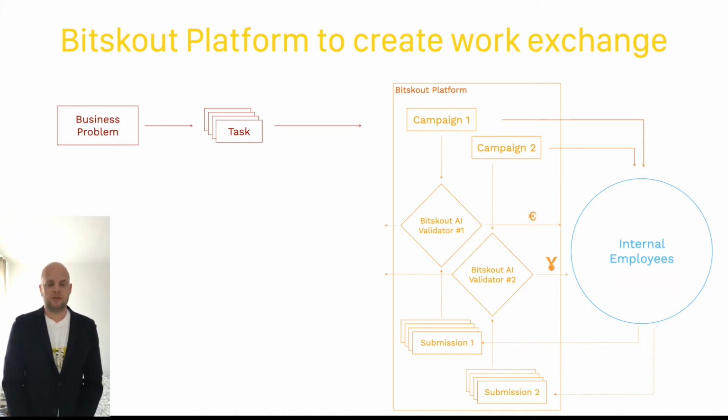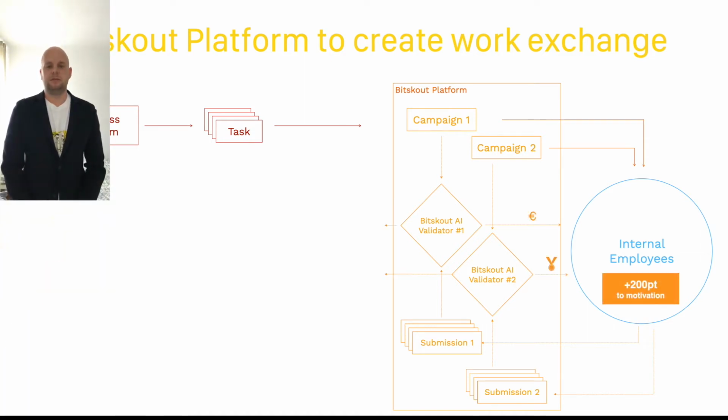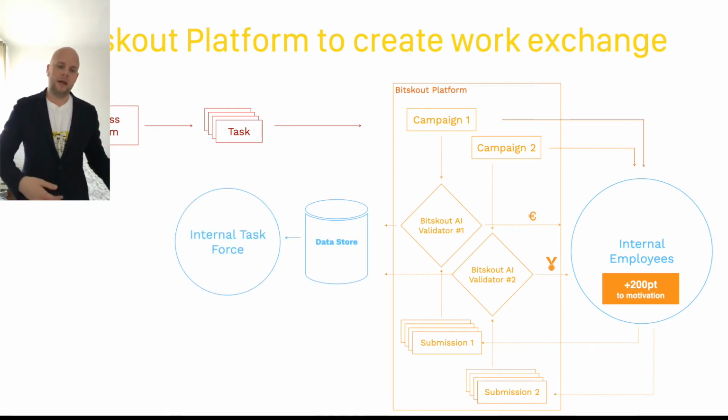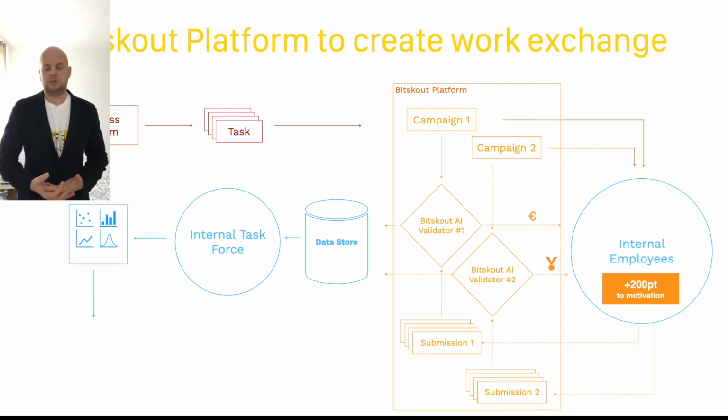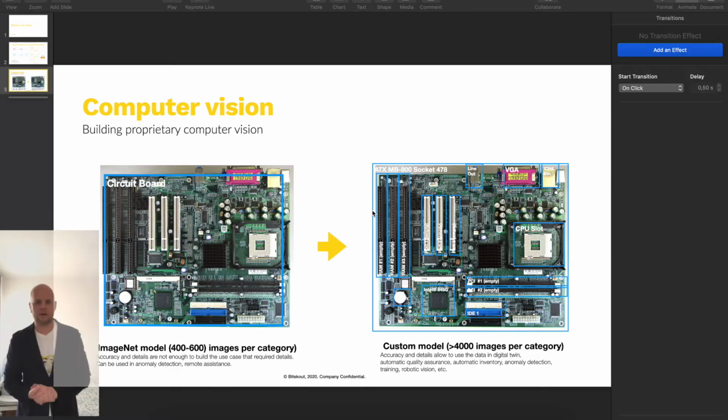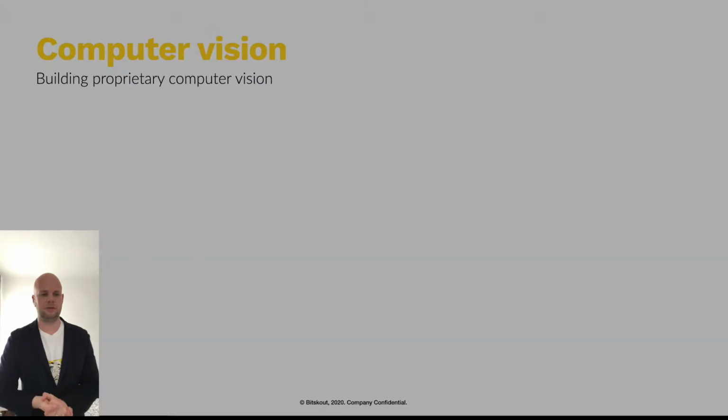Then the image gets into a validation system. If it passes through, then the employee gets the reward and the company gets the new data. Collecting this proprietary data builds a possibility to build new insights. This data is then used to build new analytics, and then finally you get the solution of the problem. Let's take a closer look at how Bitskout works in a real scenario.